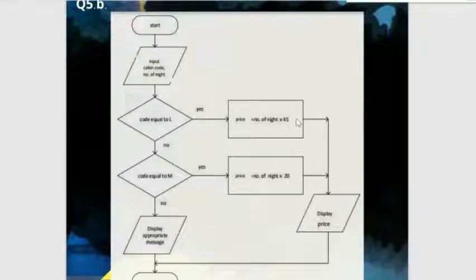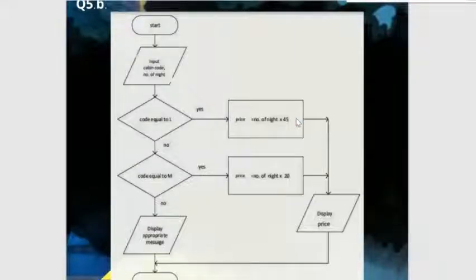Macam saya cakap tadi lah, whatever data that we know, we put it in the process. Okay, we don't put it as input. Dia bukan input sebab kita tahu nilai dia. Kalau input kita tak tahu nilai dan ikut suka kita lah nak letak nilai berapa pun. Okay, so price equal to number of night times 45.